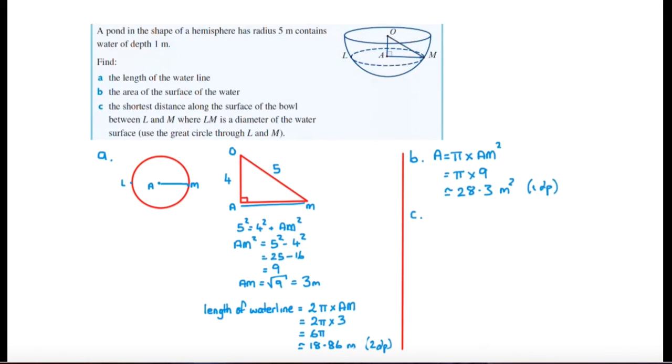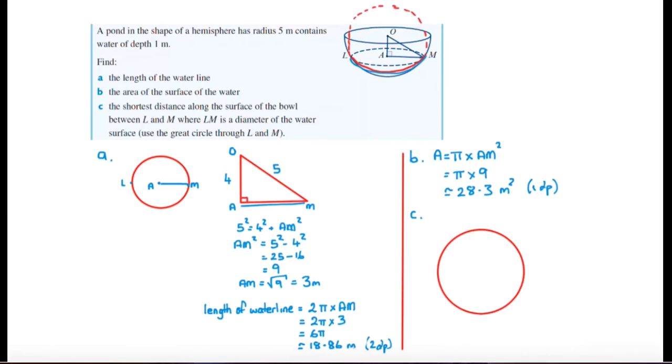In part C, we're going to find the shortest distance along the surface of the sphere between L and M, and that's going to occur on a great circle of the sphere. The great circle is going to look something like this. It will come around the surface of the sphere joining L and M, and then continue up and over the top of the sphere and back around. And this is the circle that we'll use to calculate the arc length, which is the distance between L and M.